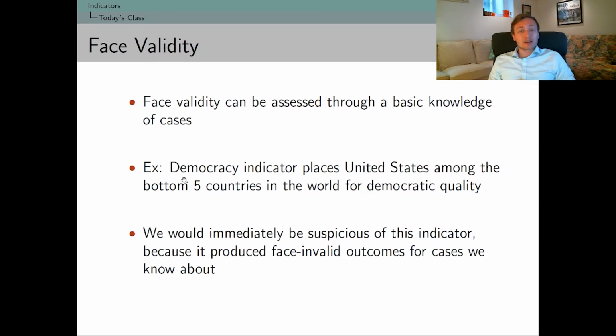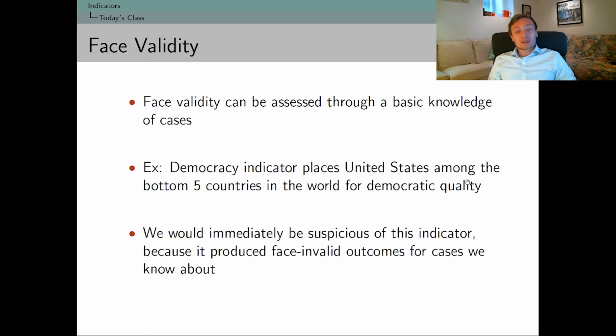So for example, if we were to have a democracy indicator which places the United States along the bottom 5 countries in the world for democratic quality. Now, we can all be critics of American democracy, but there's probably a few countries out there in the world, at least 5, that are less democratic than ours, right? Even if you had the most cynical interpretation of American democracy, based on what we know about democracy, we would probably think to ourselves that we're a little bit more democratic than some of the countries at the real bottom of this list, like North Korea, like Turkmenistan, like Belarus, right? We're probably more democratic than those countries.